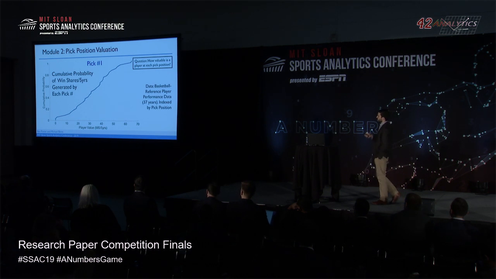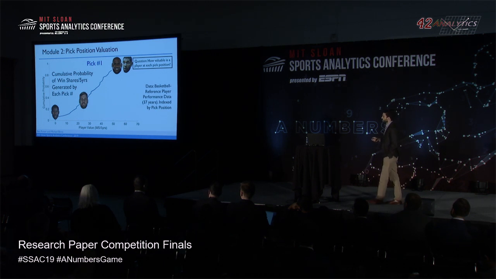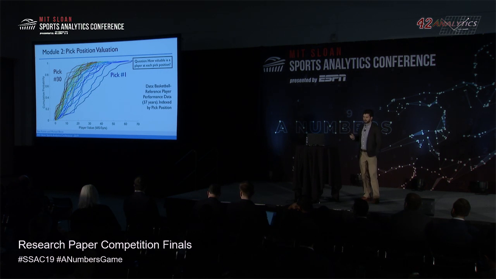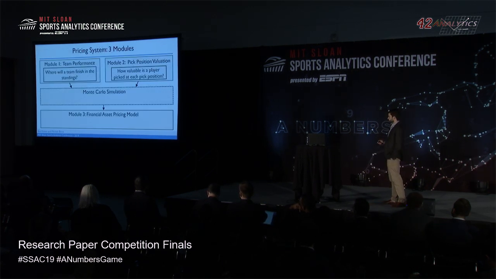So this is what pick 1 looks like. LeBron James and Tim Duncan are up here. Anthony Bennett's down here. Andrew Bogut's somewhere in the middle. And then we can build this out for every pick position. So we go pick 1 through pick 30. We're interested in the first round here, so we stop at 30.